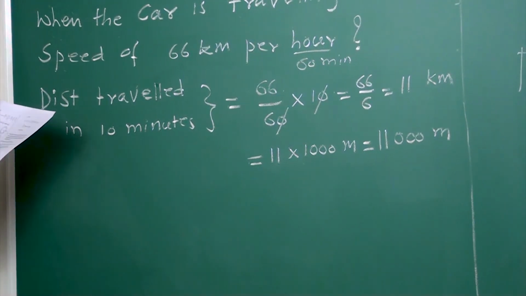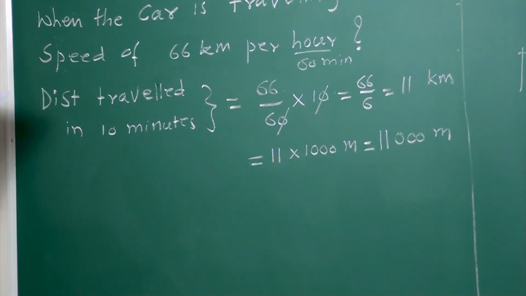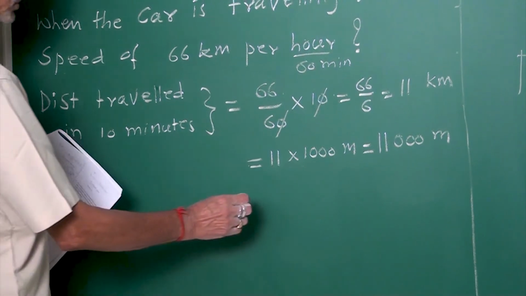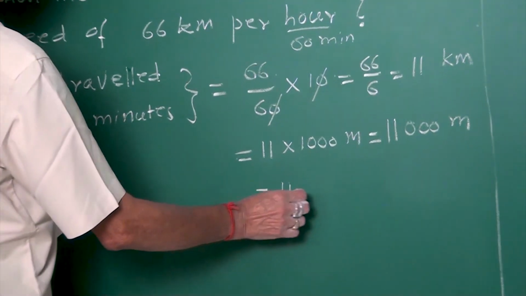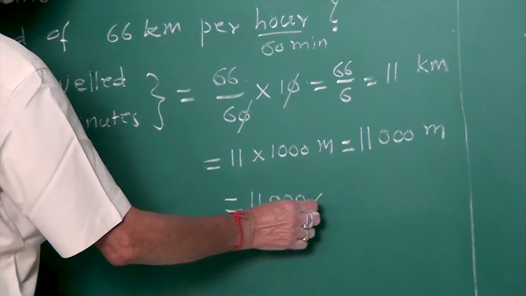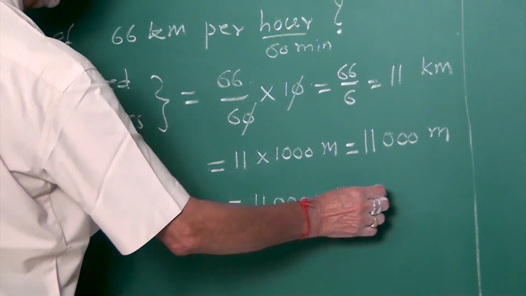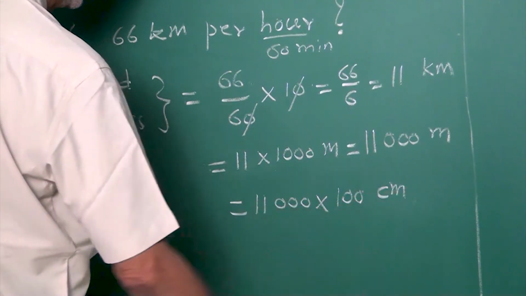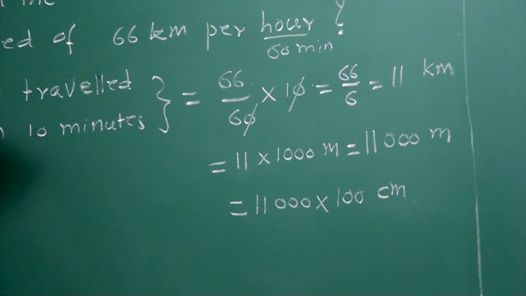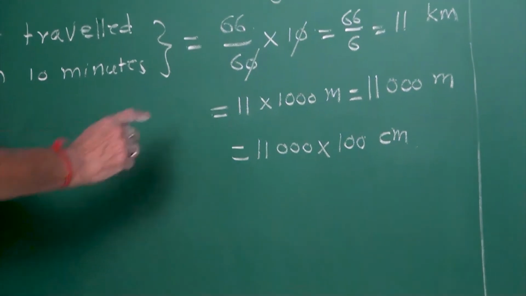11,000 meters. Then you want to convert this in terms of what? Centimeters. This is 11,000 into 100 centimeters. Yes, my friend. So this is the distance traveled in 10 minutes.